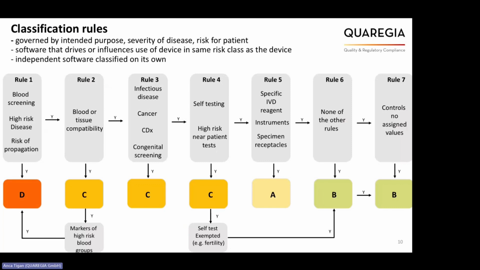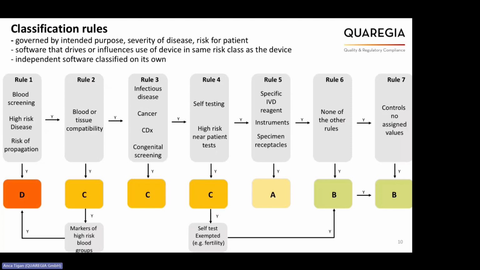Rule 3 mentions different types of situations in different types of devices that would be classified as Class C. It deals with devices that are used for diagnosis or monitoring of infectious diseases, cancer, companion diagnostic, or devices for congenital screening. The general assumption with Rule 3 and Class C devices is that they cover situations in which an erroneous result would have severe consequences for a patient, but the risk of propagation is reduced. So this is how Class C devices are generally separated from Class D devices.